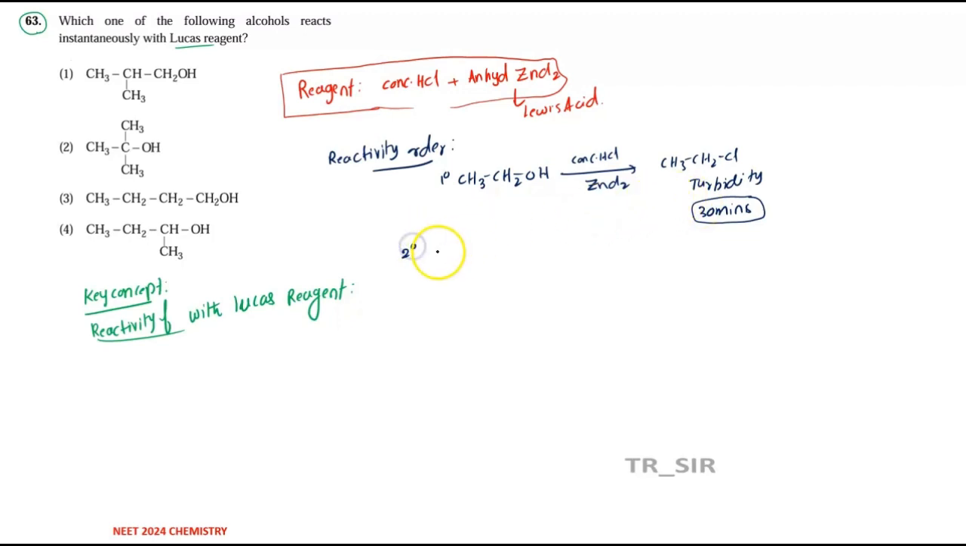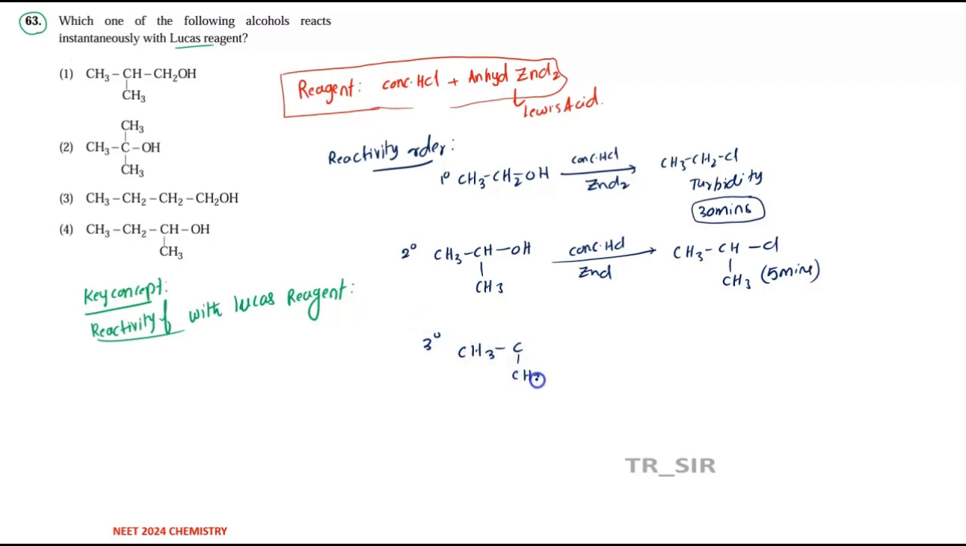Now, if I take a secondary alcohol, CH3CH(OH)CH3, this is a secondary alcohol. If you take it with Lucas reagent, concentrated HCl and ZnCl2, here also cloudiness will come, but it will take only 5 minutes.